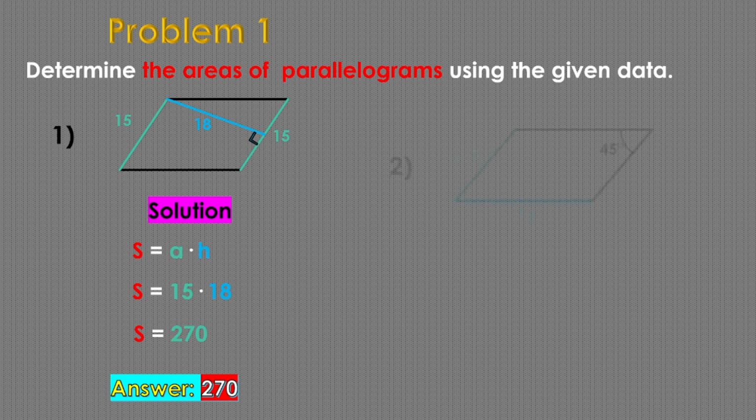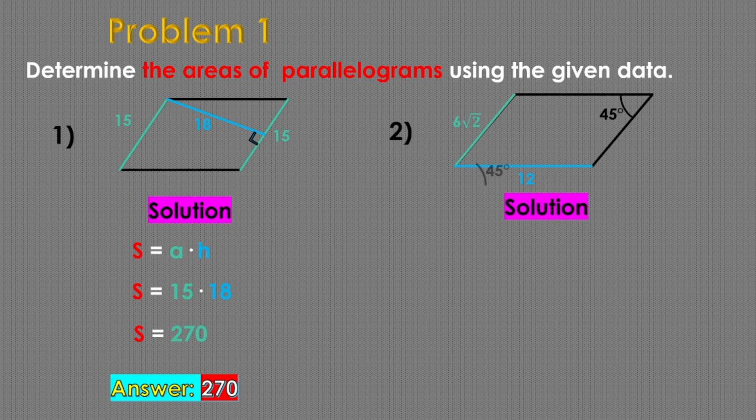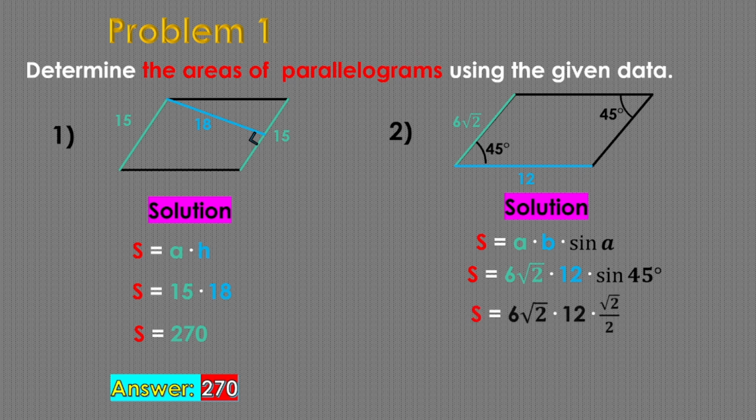We see a second parallelogram in front of us. We are asked to determine its area. So we know that the opposite angles of a parallelogram are equal. So this angle, the rays of which are highlighted in green and blue, will also be equal to 45 degrees. So we write the second formula for calculating the area of a parallelogram. S equals a times b times sine of alpha. And we have that S equals 6 root 2 times 12 times sine of 45 degrees. The sine of 45 degrees is equal to root 2 divided by 2. So after we calculate this, we will have the answer 72.